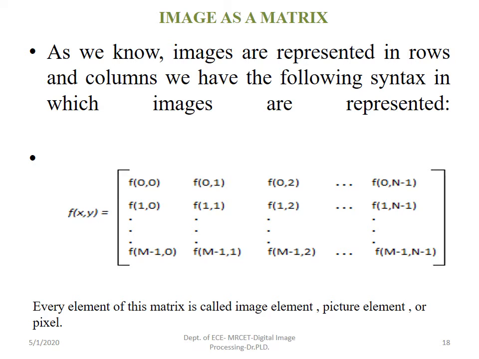M number of rows and n number of columns are there. In that case, it starts with the 0,0 spatial location and ends with the m minus 1, n minus 1 location. So m number of rows and n number of columns are there. Every element of this matrix is called an image element, picture element or pixel.